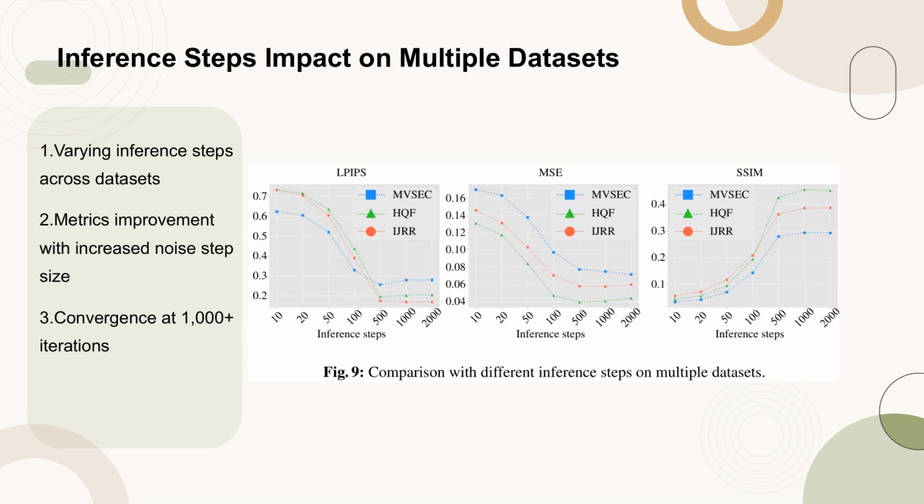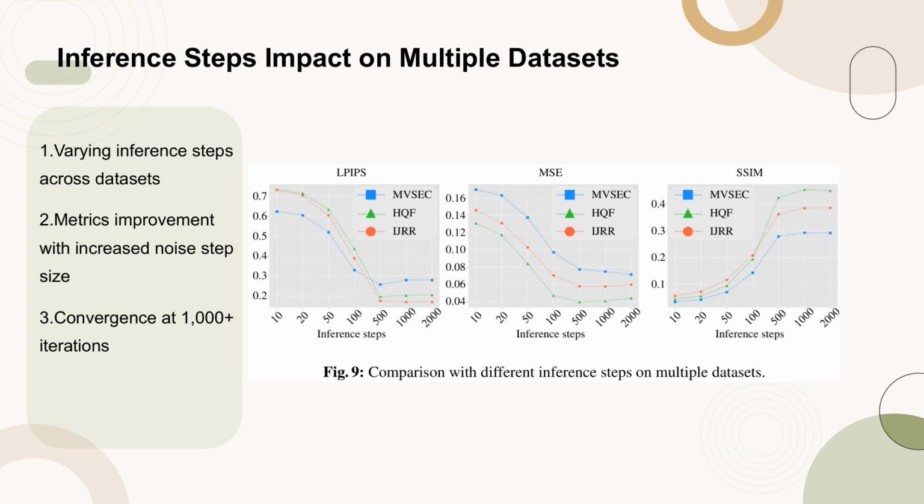Figure 9 illustrates the impact of different inference steps on multiple datasets. The results show that as the number of inference steps increases, the performance metrics such as SSIM and LPIPS improve significantly. This improvement is particularly notable in datasets where the noise step size is larger. The mean squared error, MSE, metric, which focuses on brightness differences, converges rapidly compared to other metrics. Overall, the metrics tend to converge when the number of iterations exceeds 1,000, indicating a stable and optimal performance level for the model.